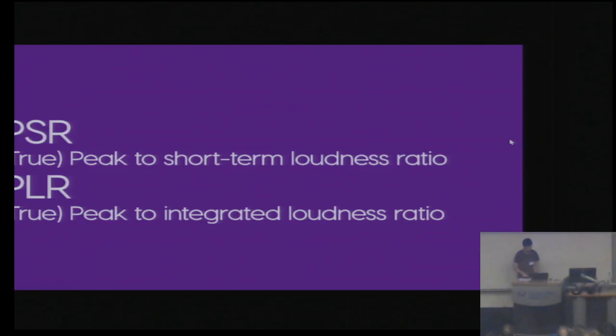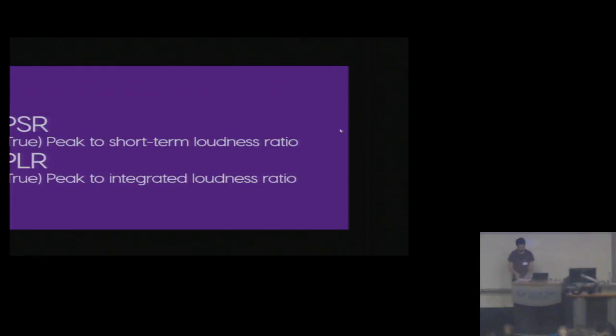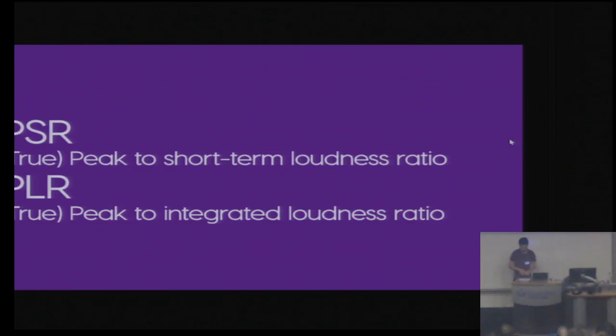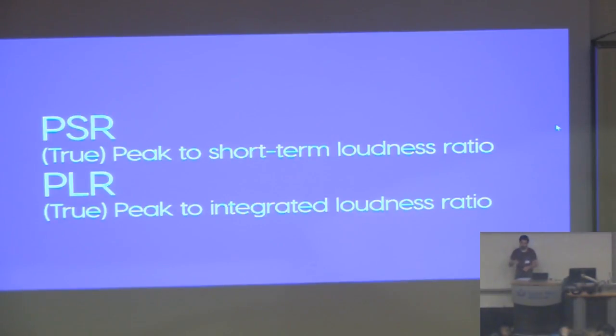And in addition, two more measuring units have popped up that are based on the EBU R128 units. I think these units were first used by a plugin called Dynameter by Meterplug, which is a DAW plugin. And these units are called PSR, which is peak to short-term loudness ratio, and PLR, which is peak to integrated loudness ratio. And they have proven to be quite useful and convenient when it comes to mastering music, because they intuitively indicate how dynamic the music is at the moment, as well as overall. And you can obtain them by just subtracting the short-term loudness from the true peak, or the integrated loudness from the true peak.